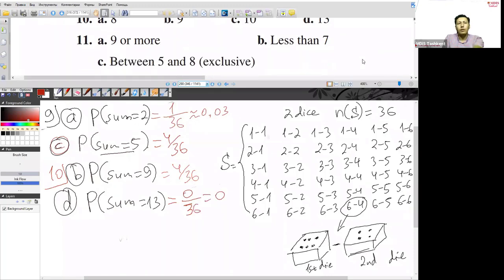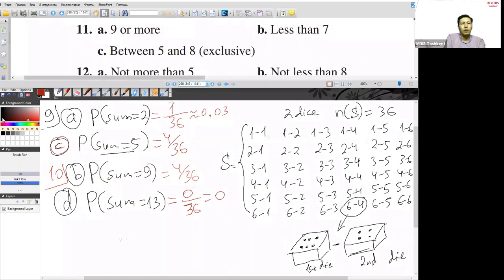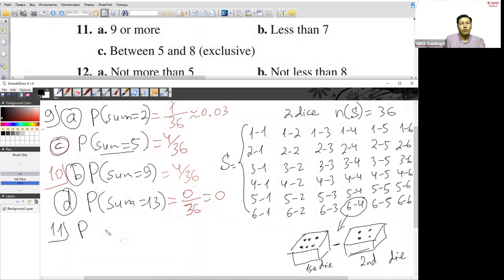Next, 11. Probability of getting sum 9 or more. So that means greater or equal 9. 9 or more, so you include 9 also. Which one is 9? This one is 9: 6 3, 5 4, 4 5, 3 6, and more. So you take this part, inside this triangle.